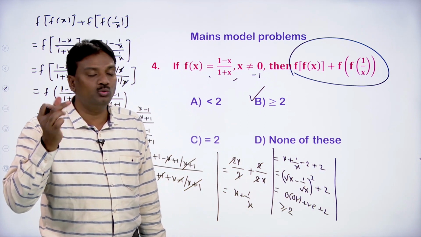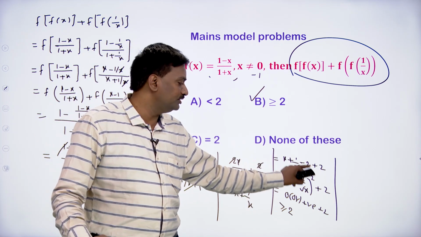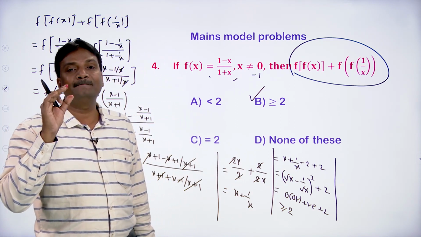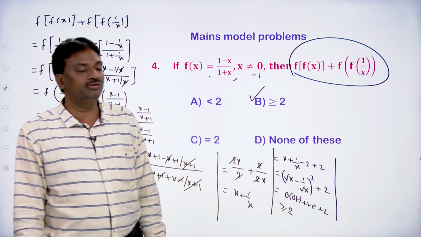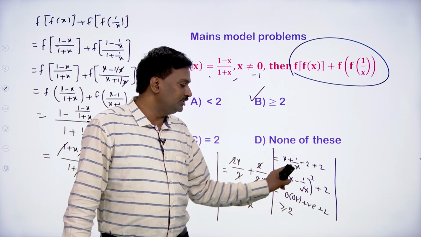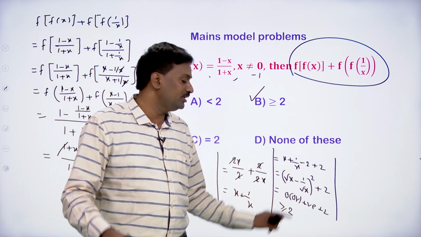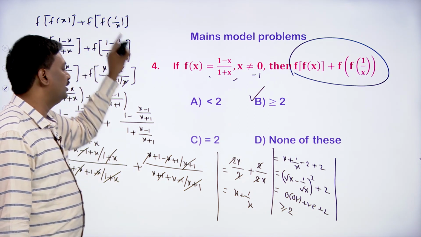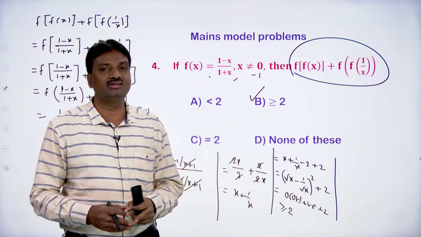So the value of (root x minus 1 by root x) whole square may be 0 or greater than 0. This cannot be negative because square is there. The square of any number is positive only. If the number is 0, then the square of 0 is 0. So if this is 0, 2 plus 0 is 2, that is equal to 2. If this value is a positive number, meaning more than 0, then 2 plus positive is greater than 2. So the value of f of x plus f of 1 by x is greater than or equal to 2. So we can take option B as the correct option for the given problem.